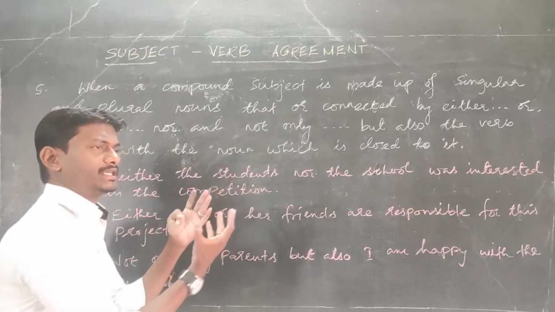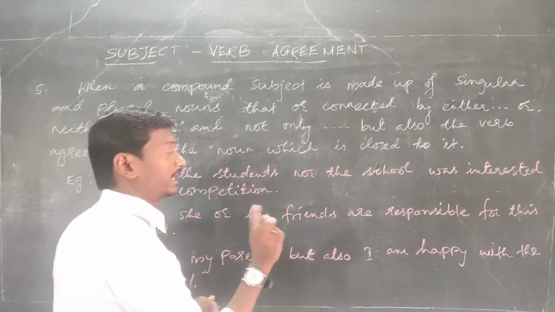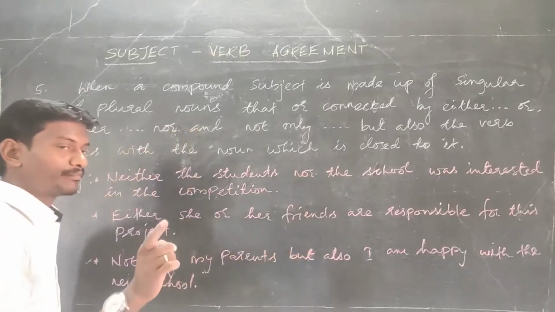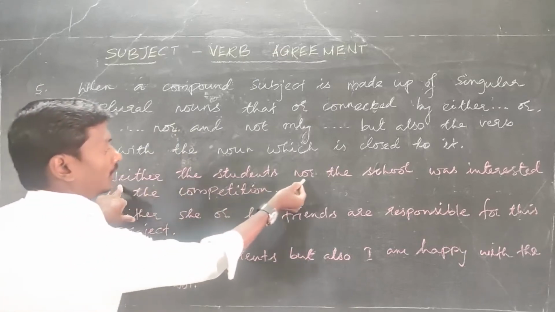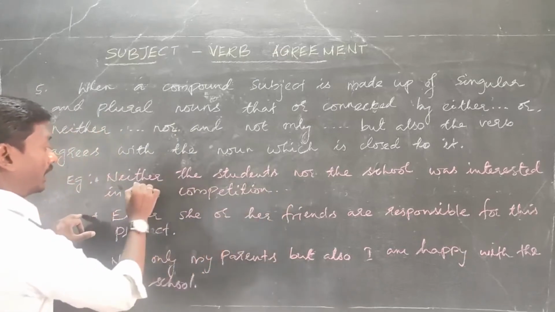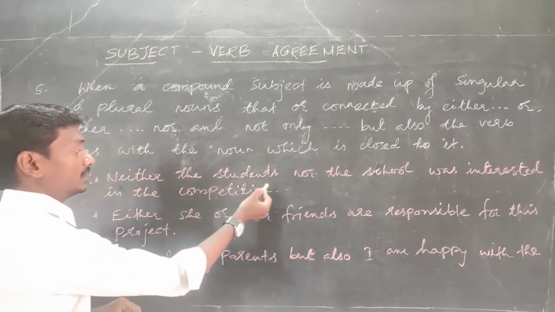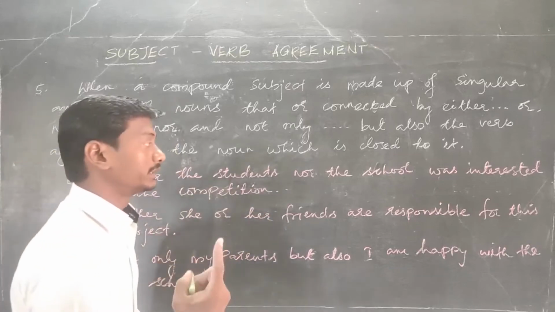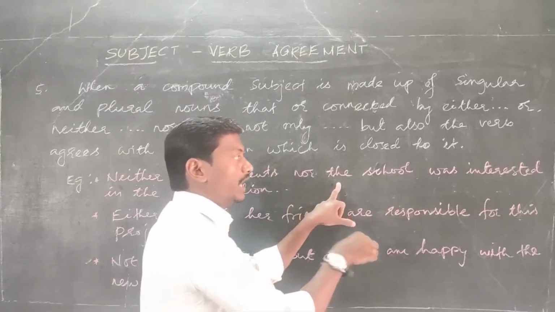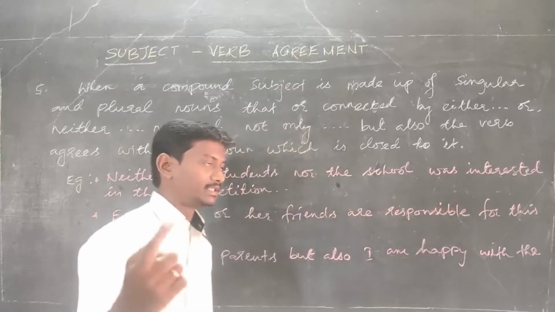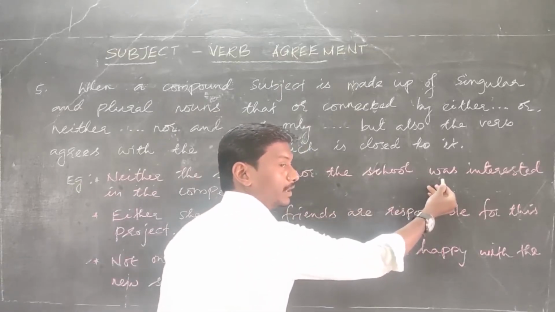If these conjunctions come, we have to take the second noun. Just listen. When the linking words neither nor, either or, not only but also come, we have to take the second noun. According to the second noun, we have to write the verb.